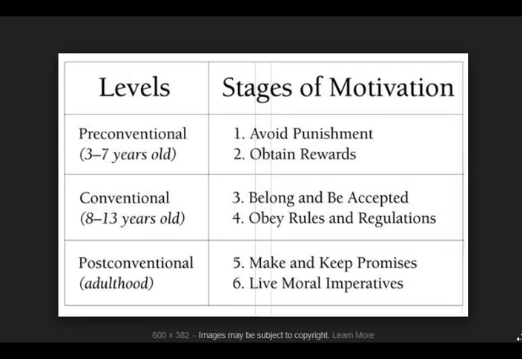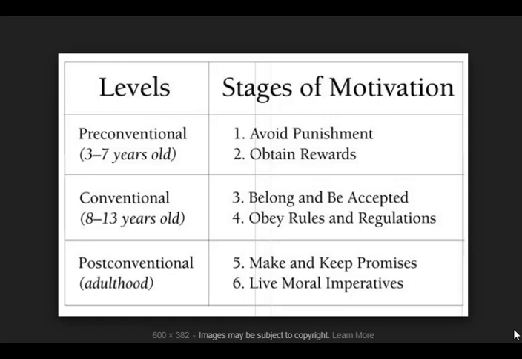Well, let's take a look at what those mean. And this is a simple one. We'll look at something a little bit more complex later. Pre-conventional is when you don't even really understand the conventions yet. Conventions means the rules of society. The rules of how people generally expect people to operate in the adult world.